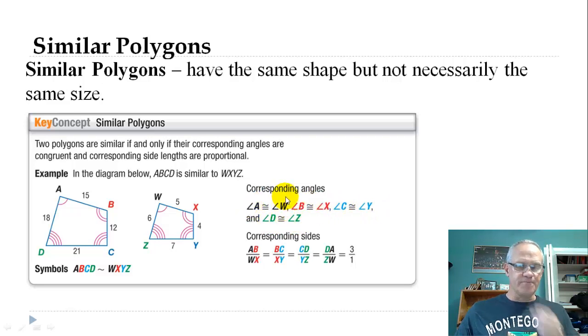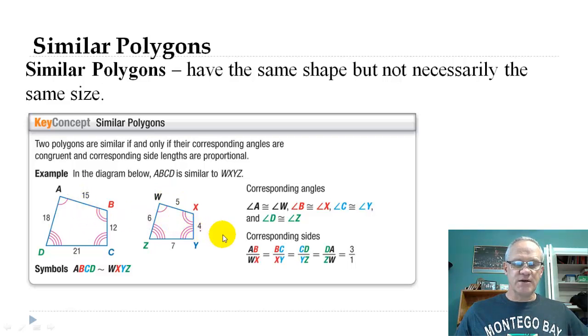But here's where it's different. In congruent polygons, the sides were the same length as well. And if you notice here, this is not true. 15 is not the same length as 5. 12 is not the same as 4, and so on. But what does happen if they're similar is the ratio of the sides are equal. So in other words, they're proportional.